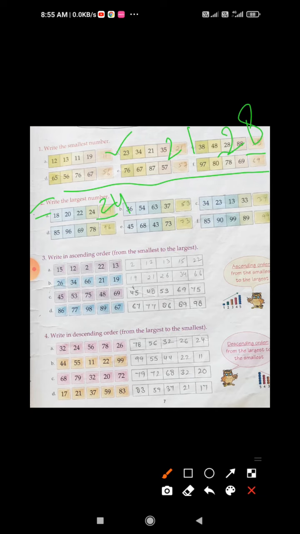Now come to B part, 36, 54, 63 and 37 are given and here you can see 63 is largest, so write here 63, not 54. Now C part, 34, 23, 13 and 33 are given, and here 34 is greatest, write here 34 in the space given, and this one you do yourself, in good handwriting.